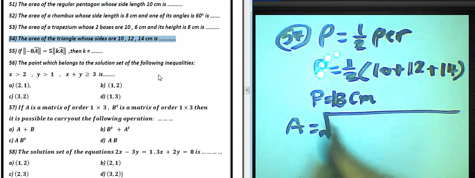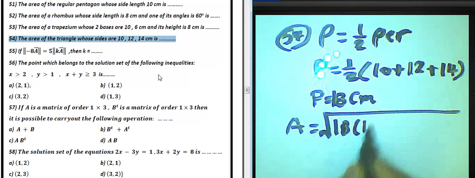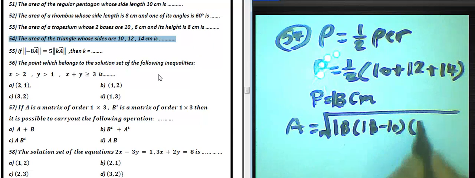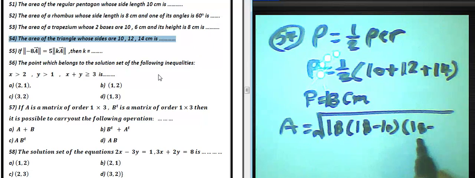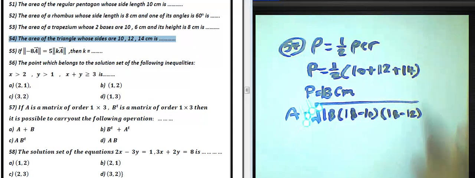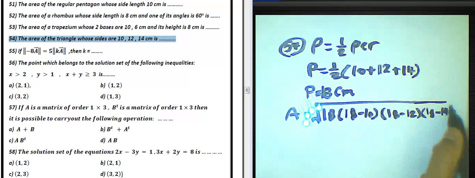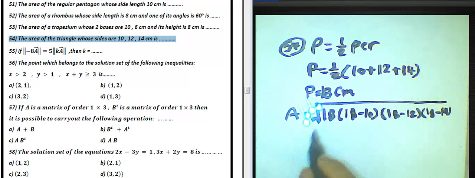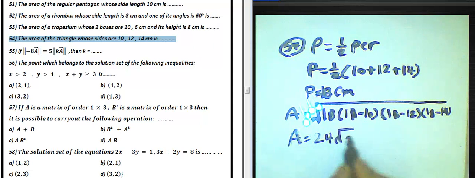Write the rule. Perimeter here 18, multiplied by 18 subtract the first side, multiplied by the difference between 18 and the second side 12, multiplied by the third side: 18 subtract 14. Complete with me. 18 subtract 14. Then the area will be, by using a calculator, 24 root 6 square centimeters.